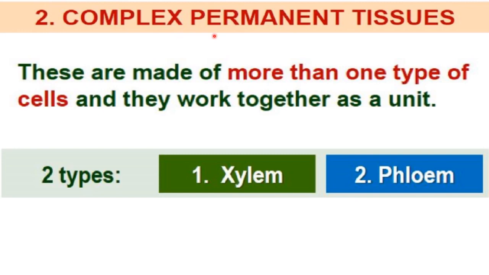You know about the simple permanent tissue that you have done in the previous lecture. In simple permanent tissue, all the cells are of same type, right? But here in the complex permanent tissue, different types of cells are found which work together to perform a particular function. Okay. Now, the complex permanent tissues are of two types. In plants, two types of complex permanent tissues are found, xylem and phloem.